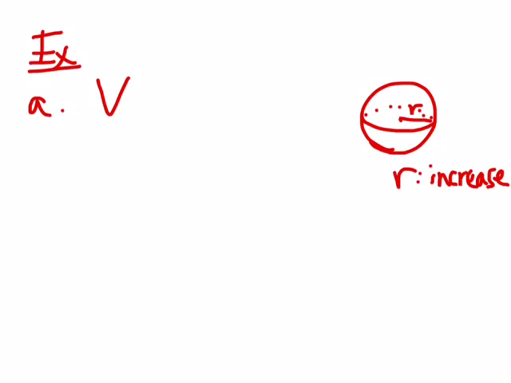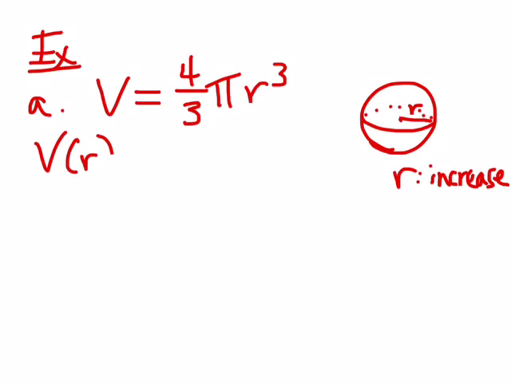So I need the volume formula. I know you all remember that from geometry. 4/3 pi r cubed. So I really should have written this. We're doing the volume with respect to our variable, which is the radius. I should do V of r. That's the variable we're doing this with respect to. So part A, find the rate of change of the volume. Just basically find the derivative.